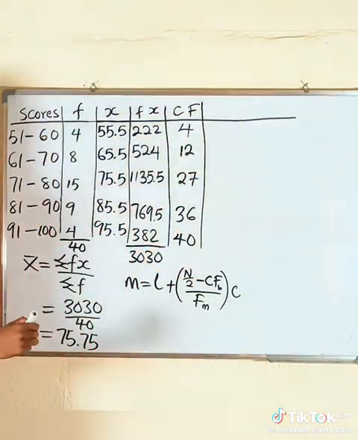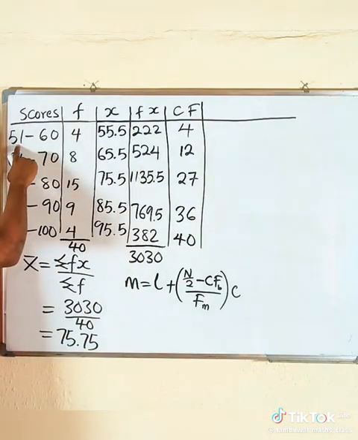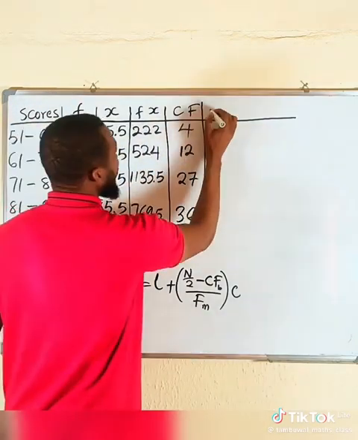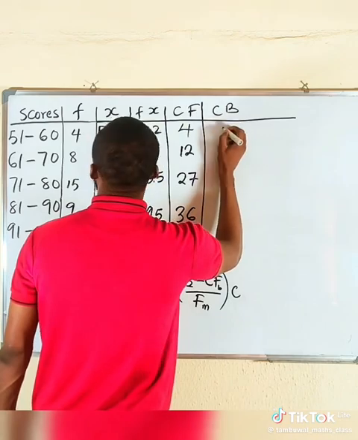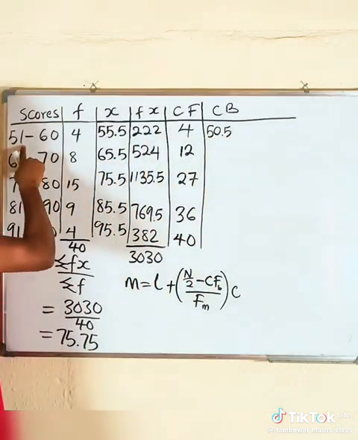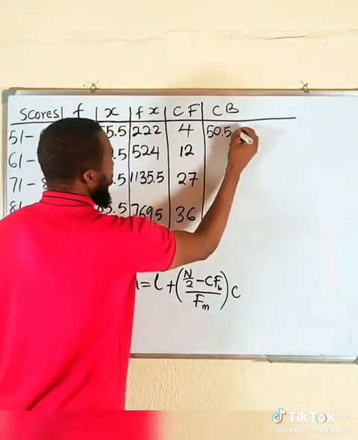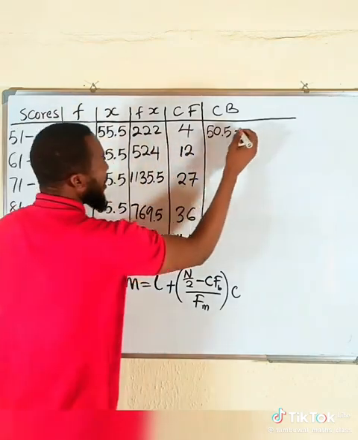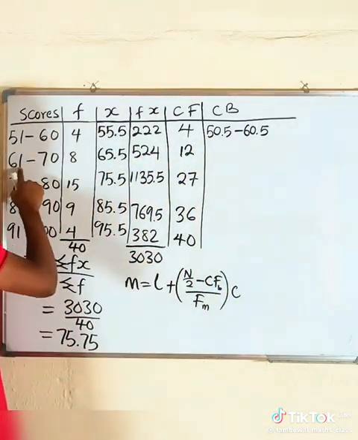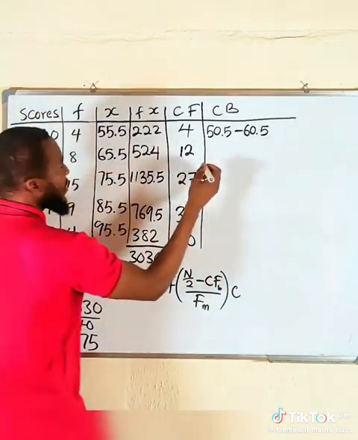Then next, we need to form class boundaries. To form the class boundaries, all you have to do is to remove 0.5 here and add 0.5 here. So class boundaries, we're going to have 50.5 if you take away 0.5 here. Then 2, you add 0.5 here, you're going to get 60.5, right? Do the same thing for all of them.